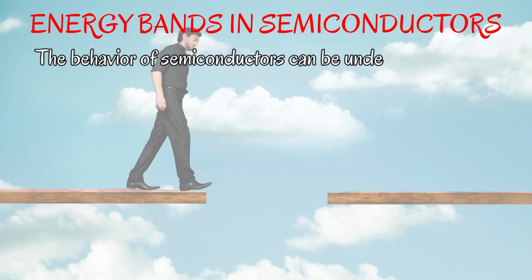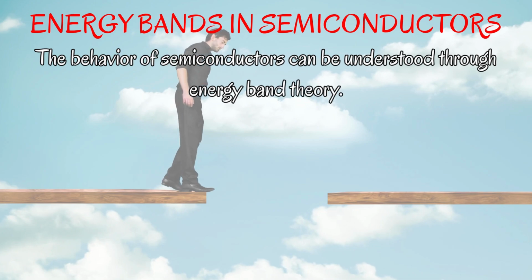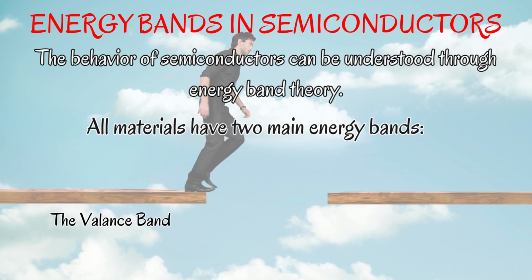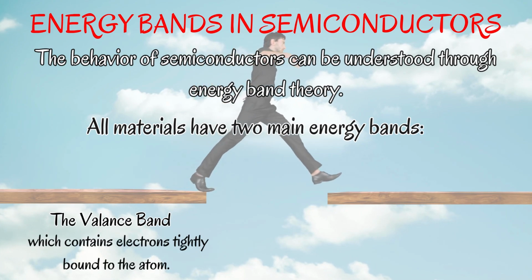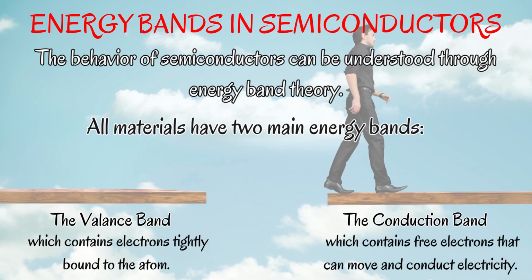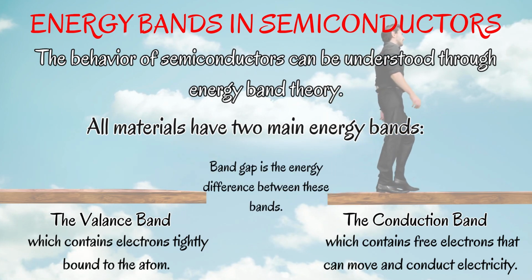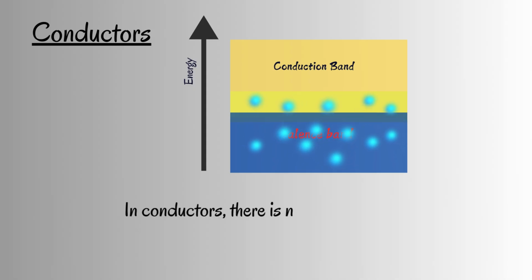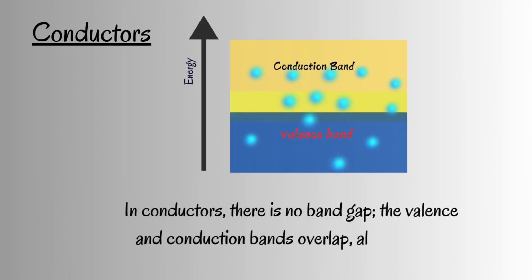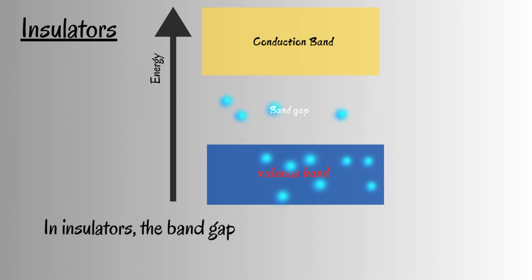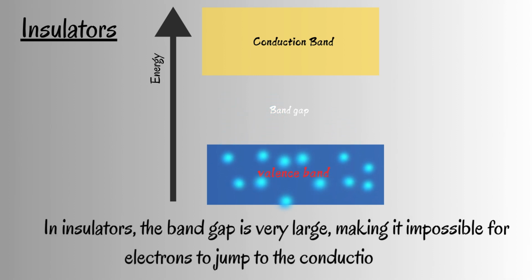The behavior of semiconductors can be understood through energy band theory. All materials have two main energy bands: the valence band, which contains electrons tightly bound to the atom, and the conduction band, which contains free electrons that can move and conduct electricity. Band gap is the energy difference between these bands. In conductors, there is no band gap. The valence and conduction bands overlap, allowing free movement of electrons.